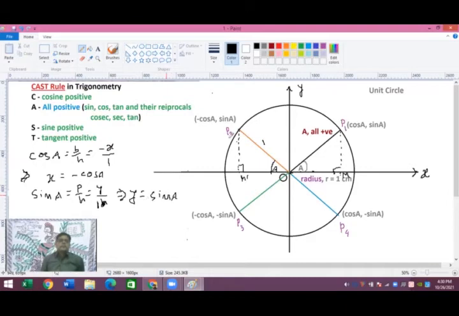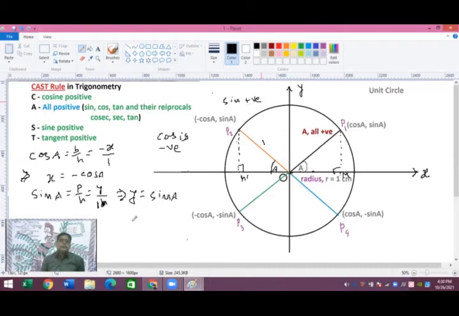Therefore you could see that at the point P2 in the second quadrant, the x coordinate is minus cos A, and the y coordinate is plus sine A. That means what we have found actually is that cos is negative in this case, but sine is positive.